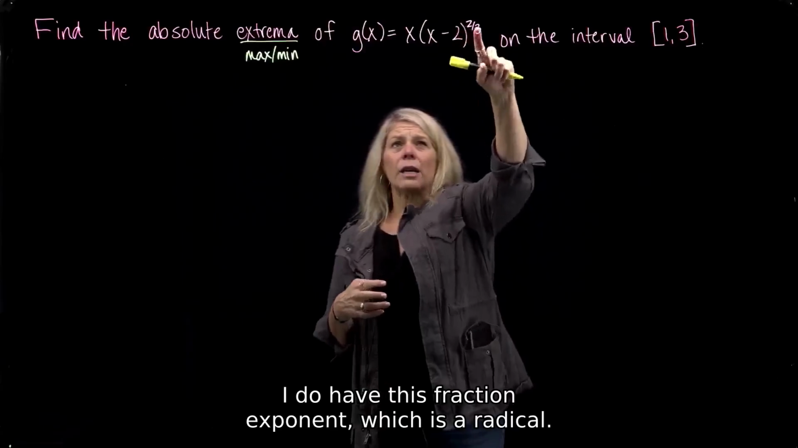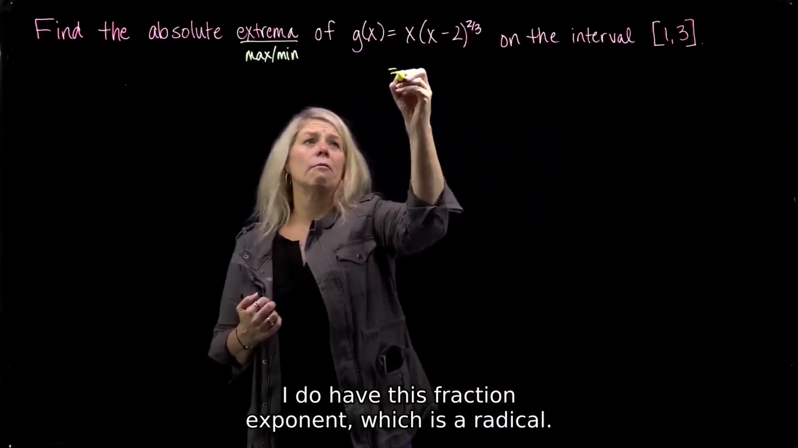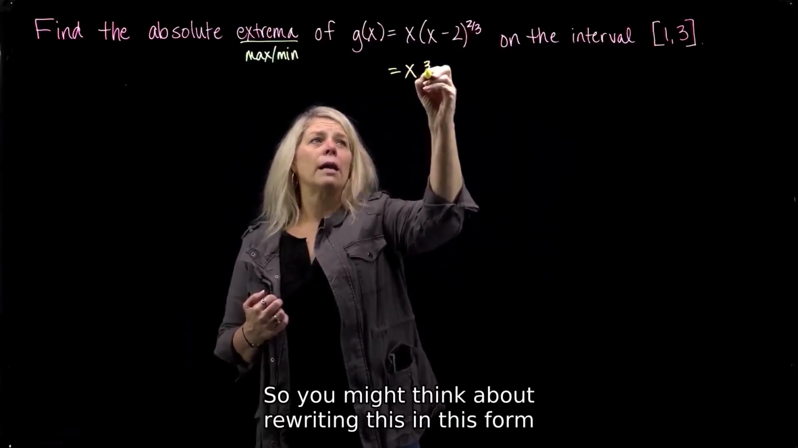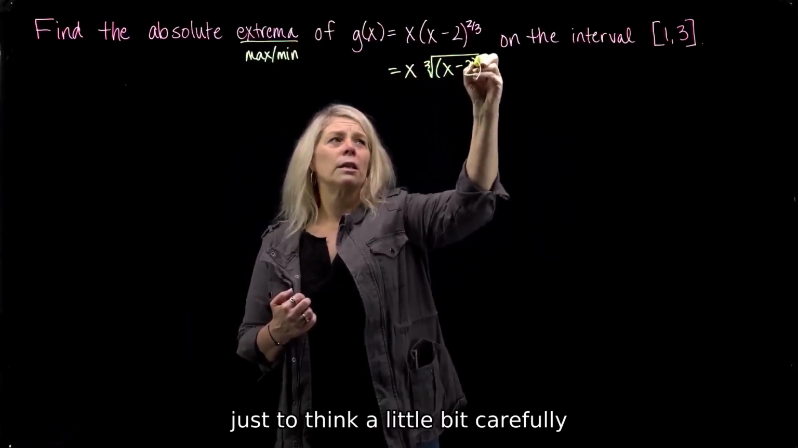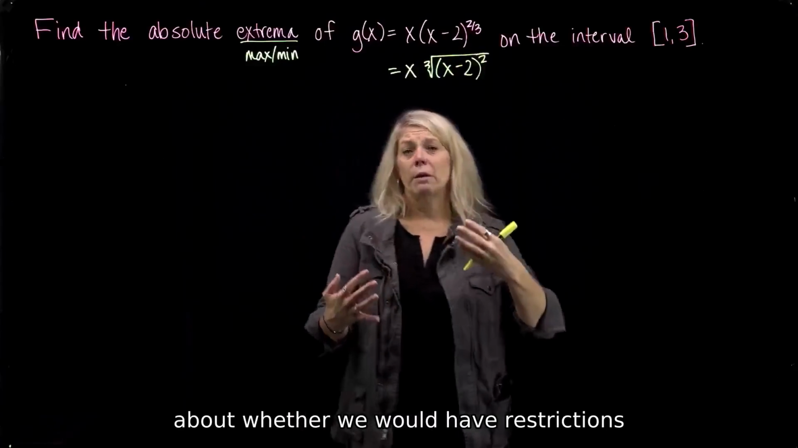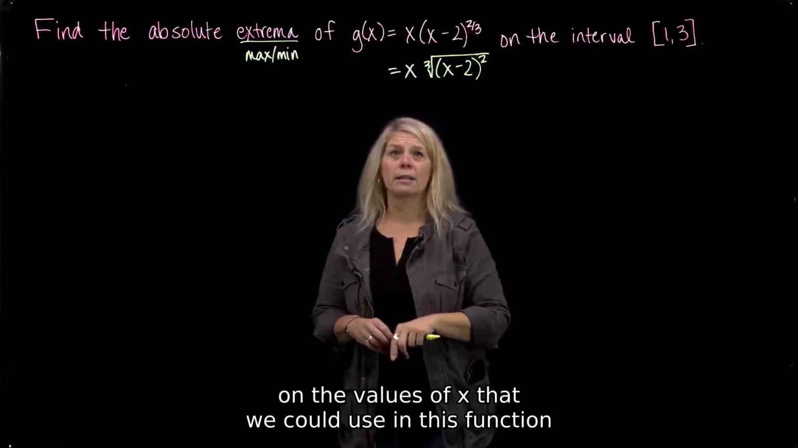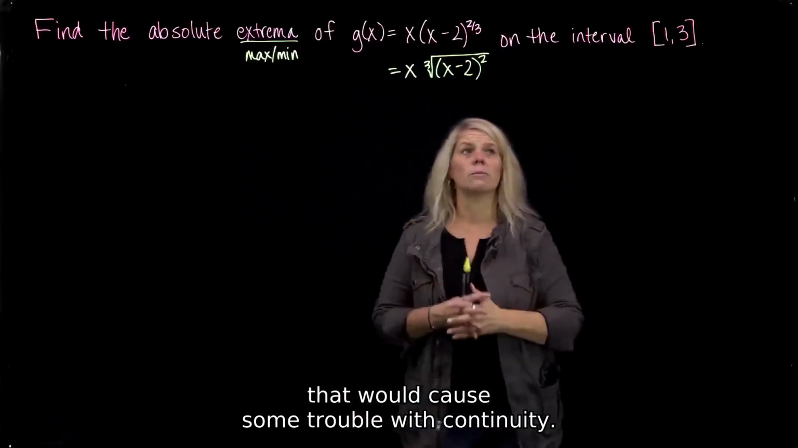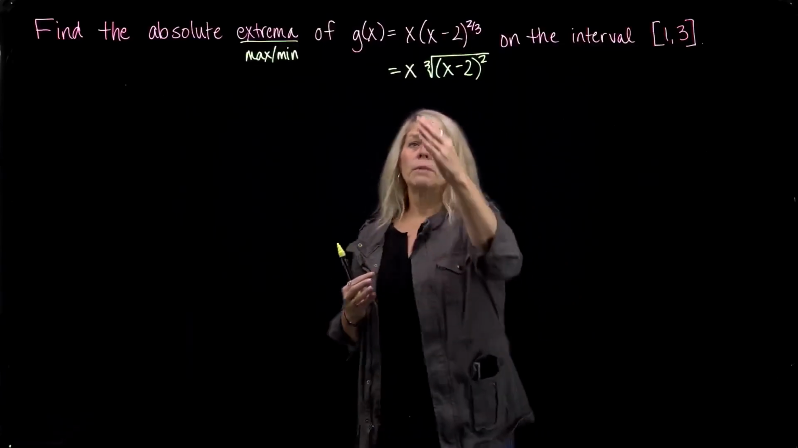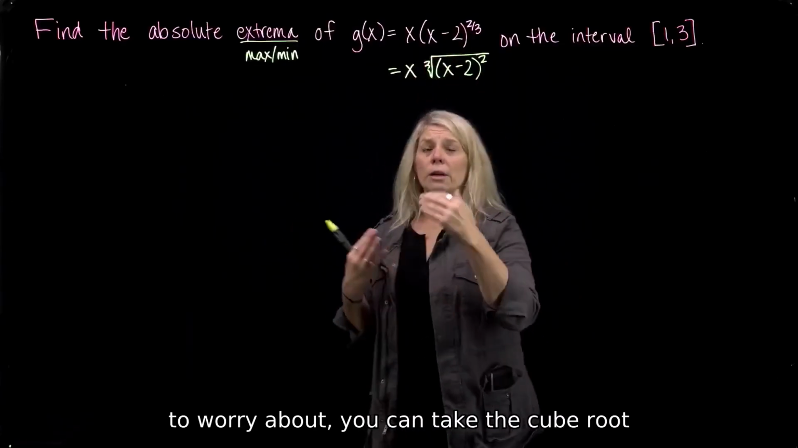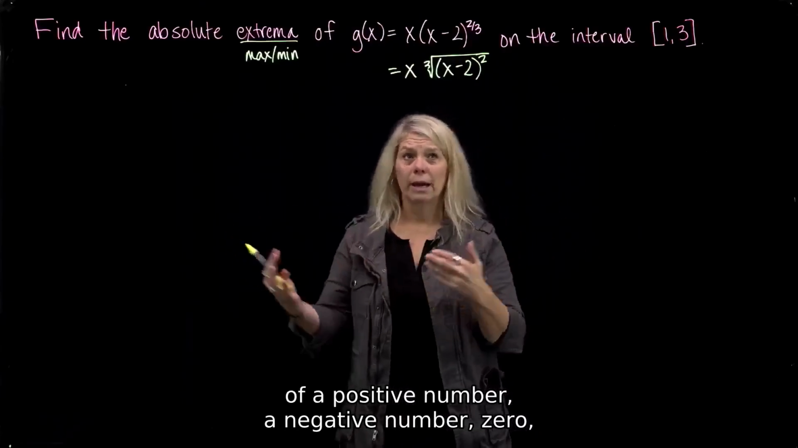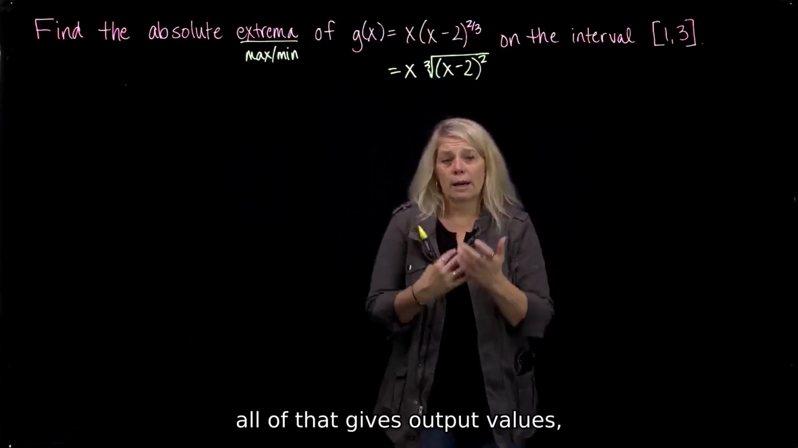I do have this fraction exponent, which is a radical. So you might think about rewriting this in this form, just to think a little bit carefully about whether we would have restrictions on the values of x that we could use in this function that would cause some trouble with continuity. Since this is a cube root, we don't have anything to worry about. You can take the cube root of a positive number, a negative number, 0. All of that gives output values.